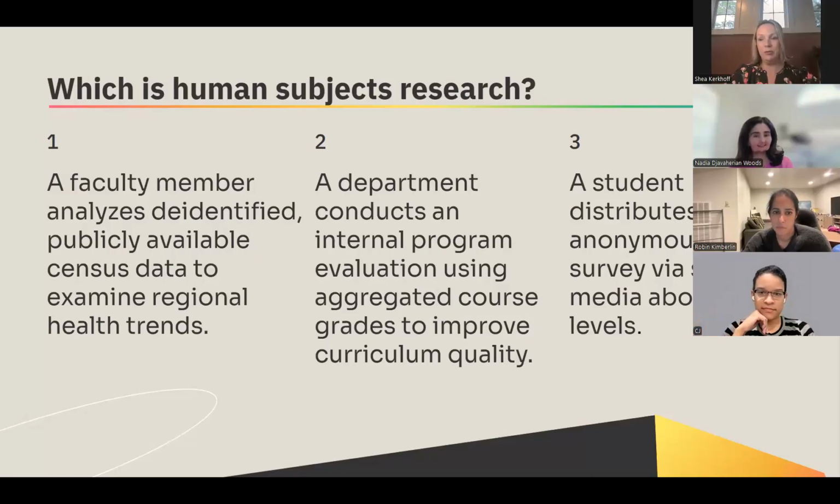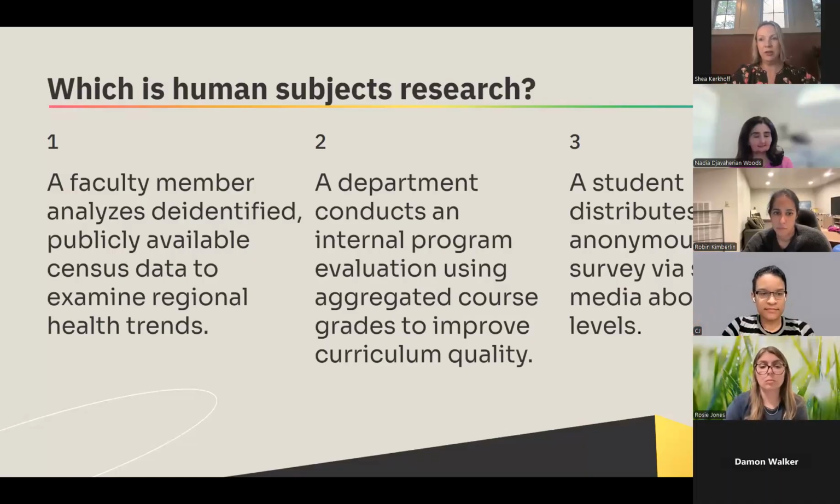All right, CJ says no. Why? Do you have a justification for your answer? I would say multiple. One, de-identified, so it's not identifiable to a specific person. Two, it's publicly available, so there wouldn't necessarily be an expectation of privacy. And I don't know if it would be considered research because it's just examining a trend, not necessarily doing anything with that. Okay.